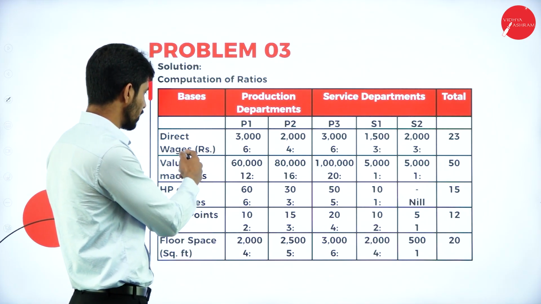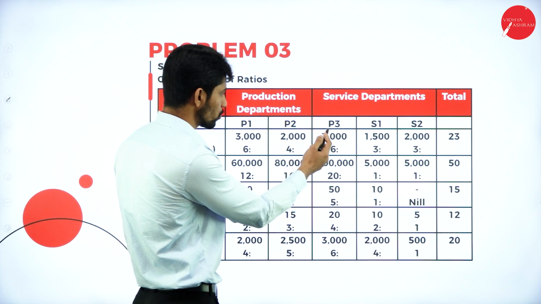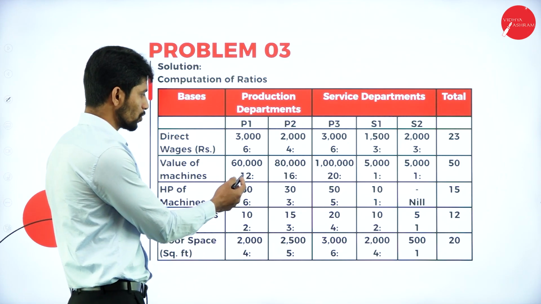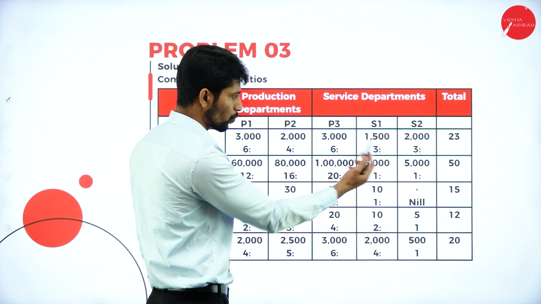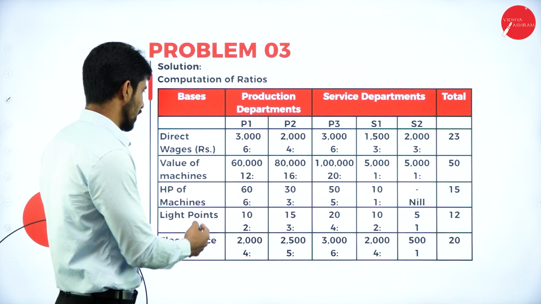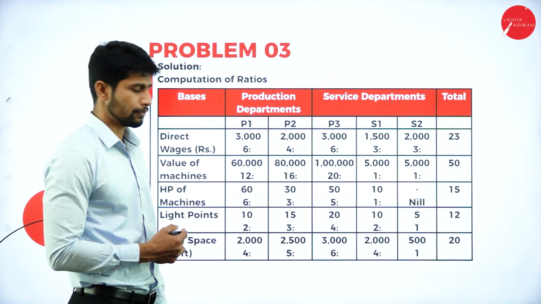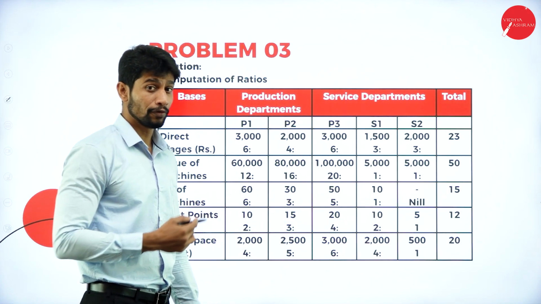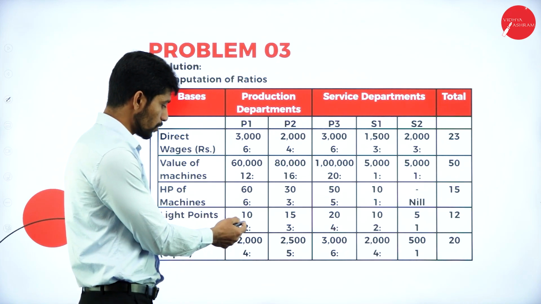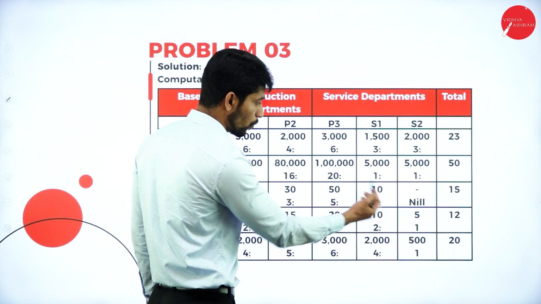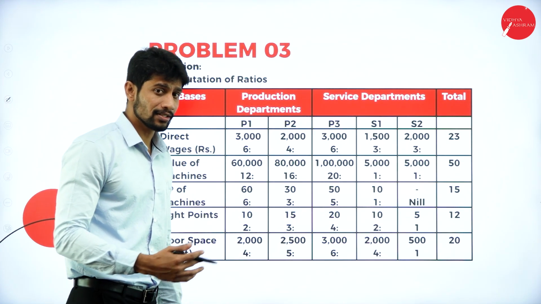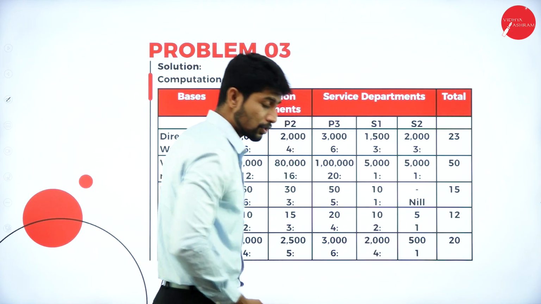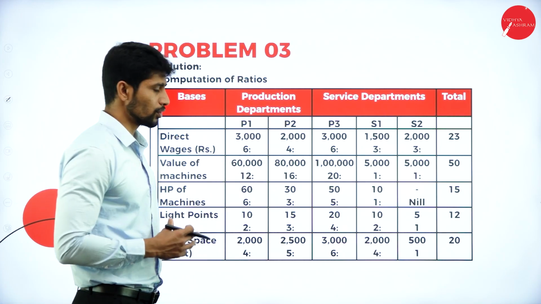So if you find out the ratio for direct wages, it is 6:4:6:3:3, totally 23. Next, value of machine, it is 12:16:20:1:1, totally we get 50. Next, HP of machine, horse power of machine, the ratio we get is 6:3:5:1, totally 15. Lighting points, the ratio is 2:3:4:2:1, totally 12. Next is floor space, the ratio is 4:5:6:4:1, totally 20. So now we have got the ratios.